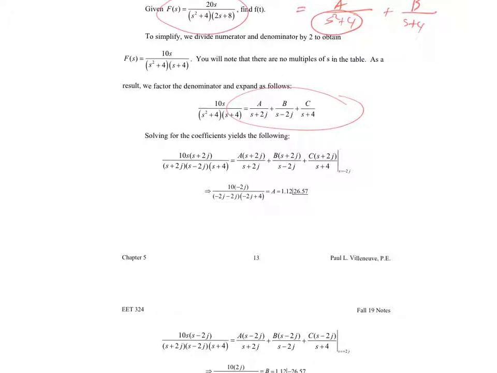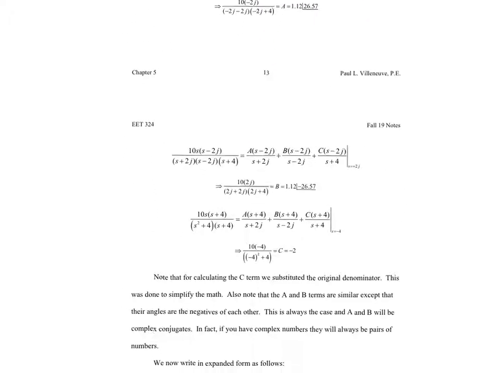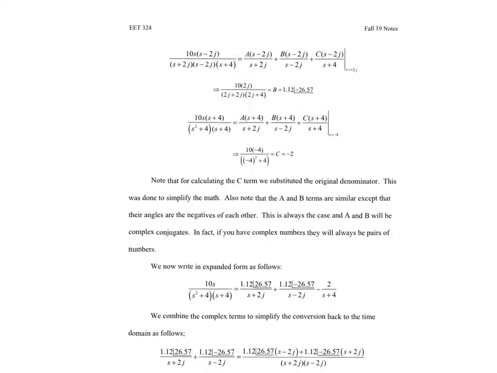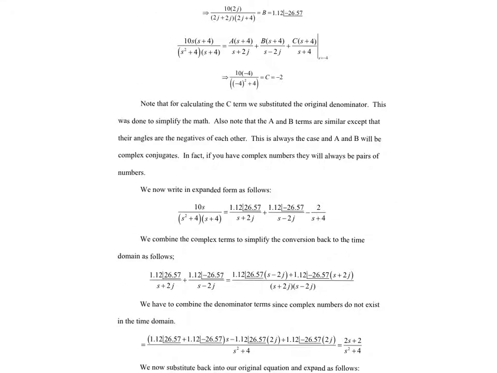The problem becomes when you get to here. If I want to take this back into the time domain, I'm going to have something that looks like this: 1.12 at an angle of 26.57 times e to the minus 2j.